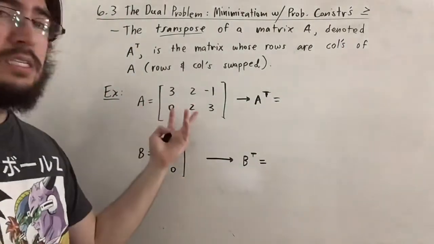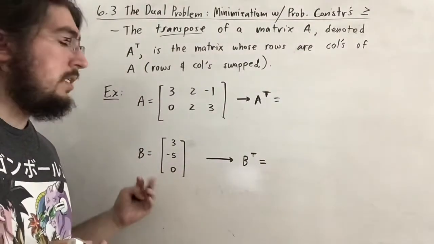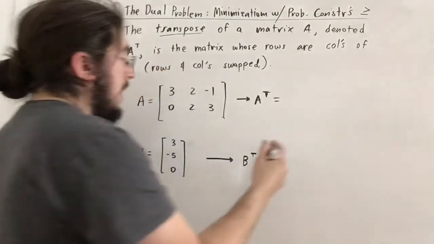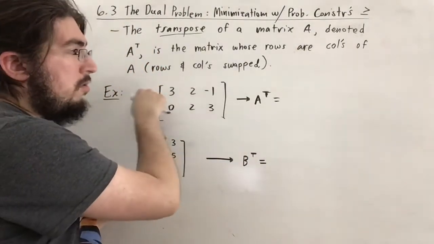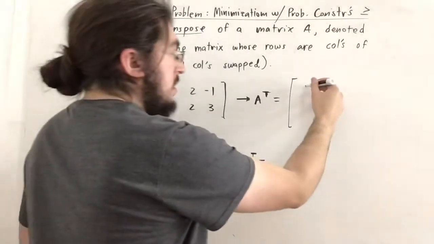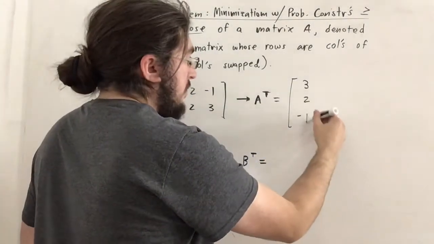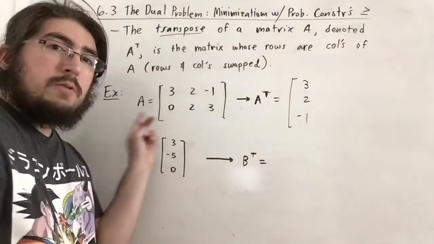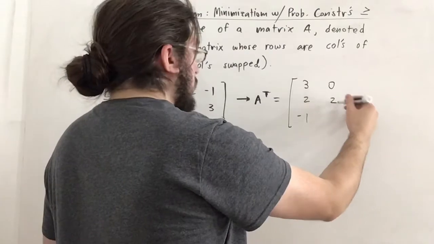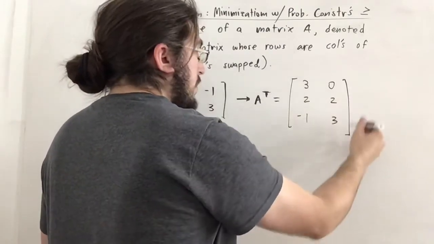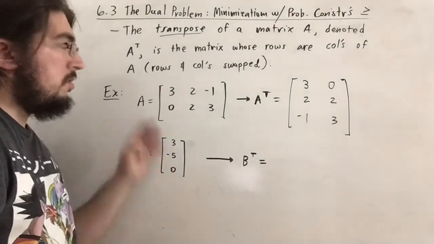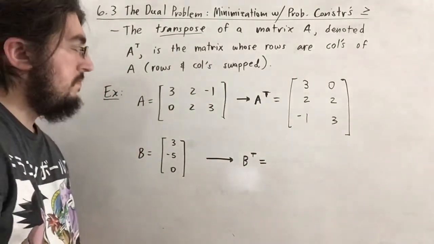So here, if A is this matrix and B is this matrix, we're going to find the transpose. So the transpose of A will have, well, let's see. The first row will be the first column. That's how we do that. So the first row here, 3, 2, negative 1, is now the first column of A transpose, 3, 2, negative 1, just like this. And the second row is now the second column. So that's 0, 2, 3, just like this. So basically we just do this kind of reflection. The first row becomes the first column and vice versa.